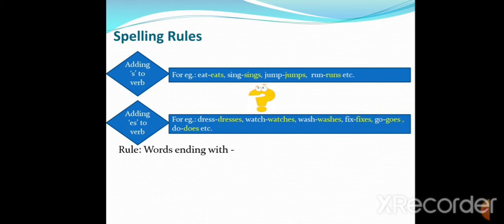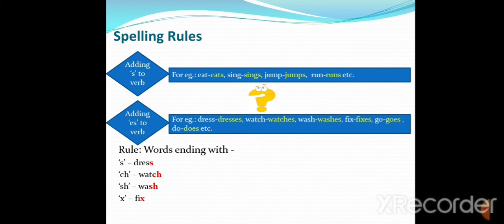The rule says that when the words are ending with s, ch, sh or x, then we have to add es to that. So you can see that the word dress ends with s, so we have added es. Similarly, watch ends with ch, wash ends with sh and fix ends with x. So we have added es to each word and thus we get dresses, watches, washes and fixes.